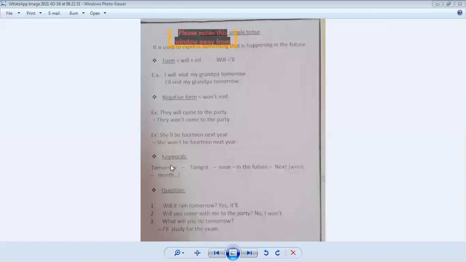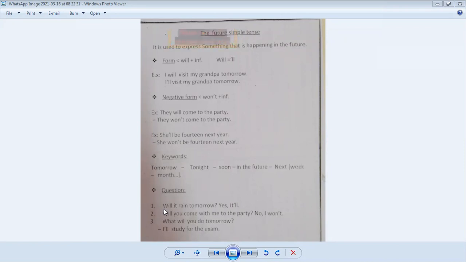Okay, now let's look at the key words. What are the key words that tell me that we are using the future simple tense? For example, tomorrow, tonight, soon, in the future, any word that comes after next: next week, next month, next Sunday, and so on.